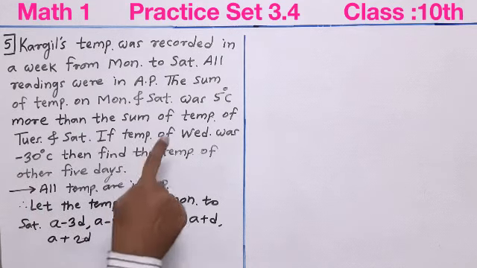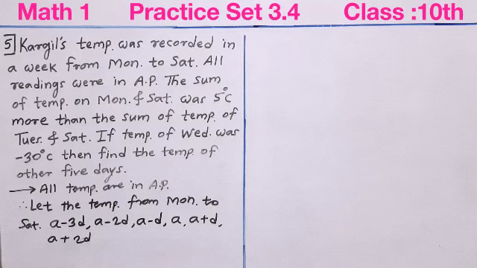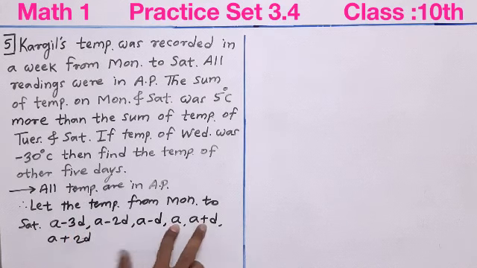We have been given only the temperature of Wednesday. Which temperature is of Wednesday? You can see here Monday, Tuesday, Wednesday. So this temperature given means we have been given the value of A minus D, and that value is negative 30 degrees Celsius. Now the remaining 5 temperatures, Monday, Tuesday, Thursday, Friday and Saturday, we have to find out. Once we get the values of A and D, we can find out the temperatures of all days.